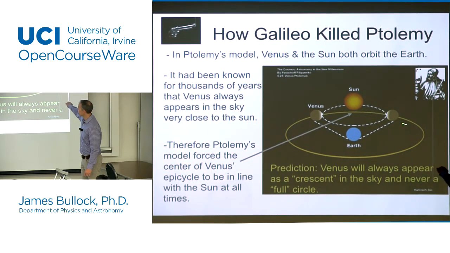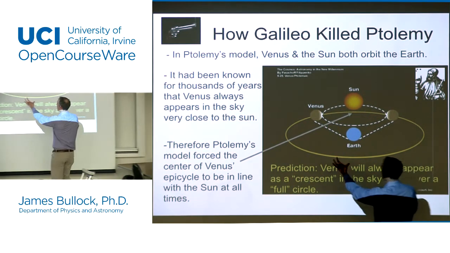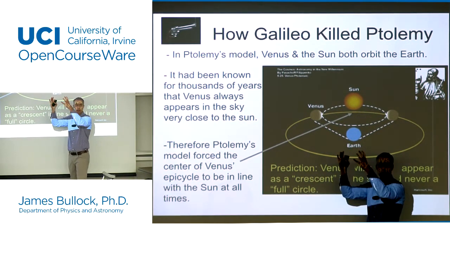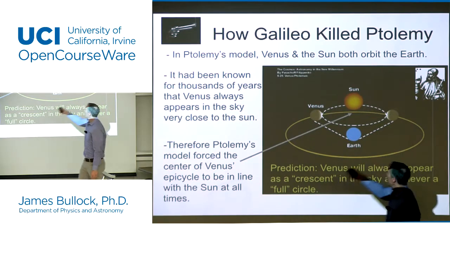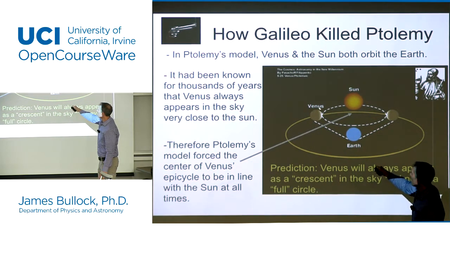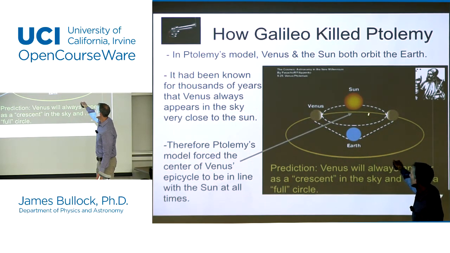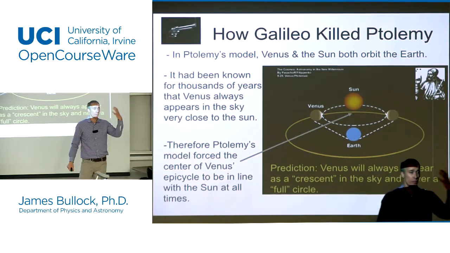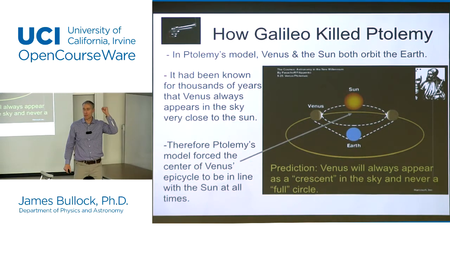See what I mean? If Venus was over here and we were looking at it, you could see the full side of Venus lit up, and it would look like a full moon or a full Venus. But because in Ptolemy's model Venus always had to live near the sun, it was never getting full light from the sun. So it was always partially lit. See what I'm saying?